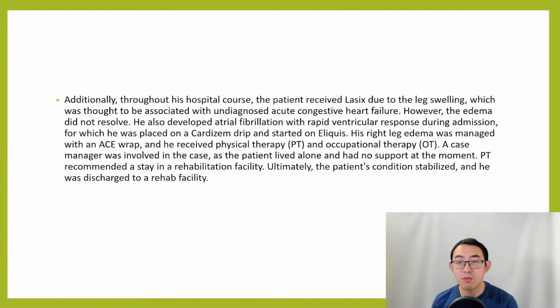They think there could be some contribution from congestive heart failure. The edema did not resolve at that time, not immediately, at least. He also developed AFib with RVR during the admission, so he was placed on cardizem drip. Cardizem is Deltizem, brand name, and Eliquis, also brand name, but that's an apixaban. So his right leg edema then managed with an ACE wrap.